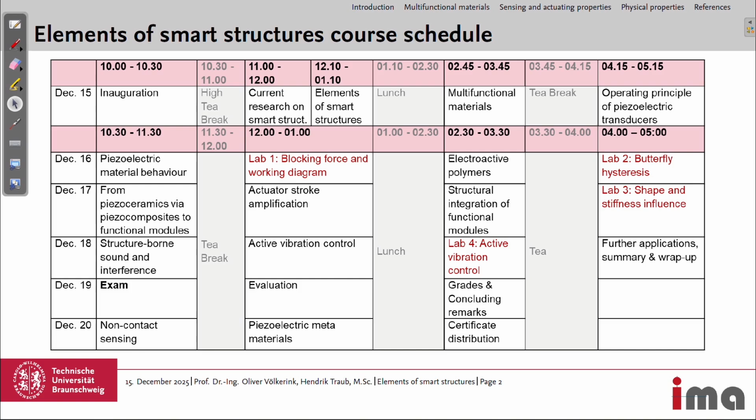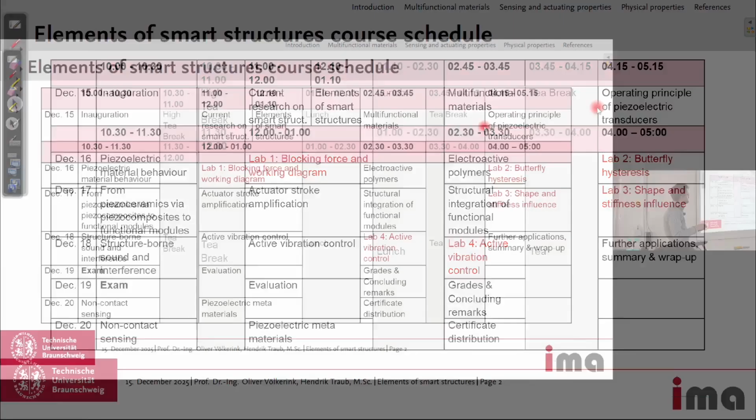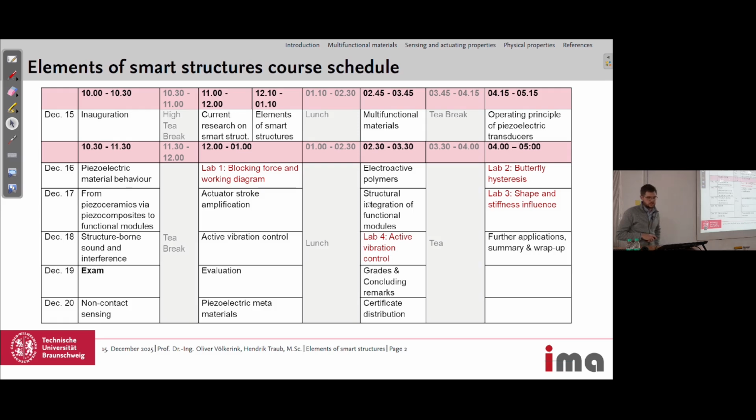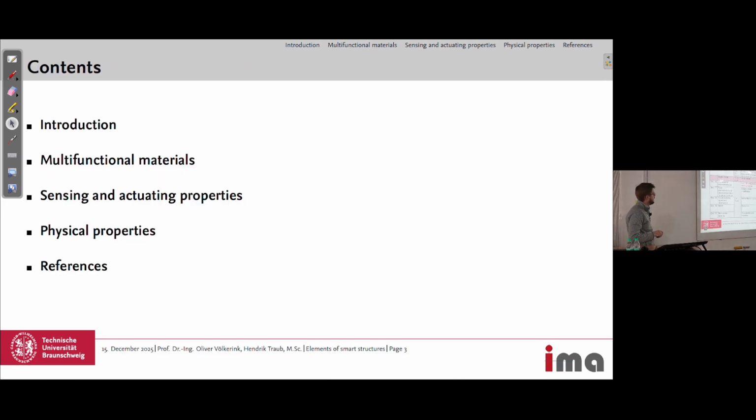So multifunctional materials, we are now here in the block after lunch. Thereafter we will have a tea break, and then at 4:15 p.m. we will start with our last lecture today. We will look at multifunctional materials, sensing and actuating properties, and also physical properties of the materials. In this lecture we will not go into detail of the physical principle of, for example, piezoceramics. This is in the next lecture. We will look more generally at multifunctional materials.